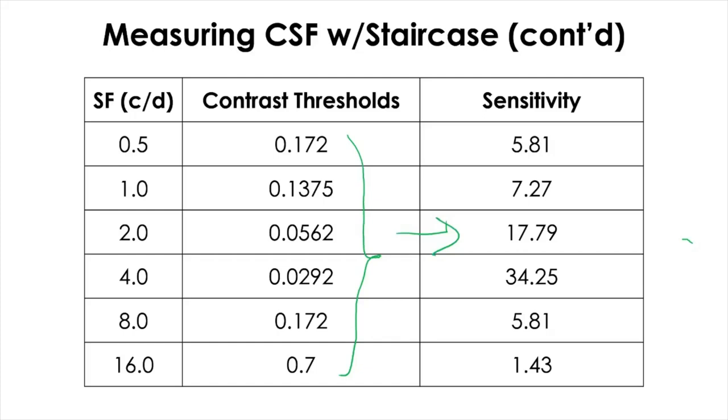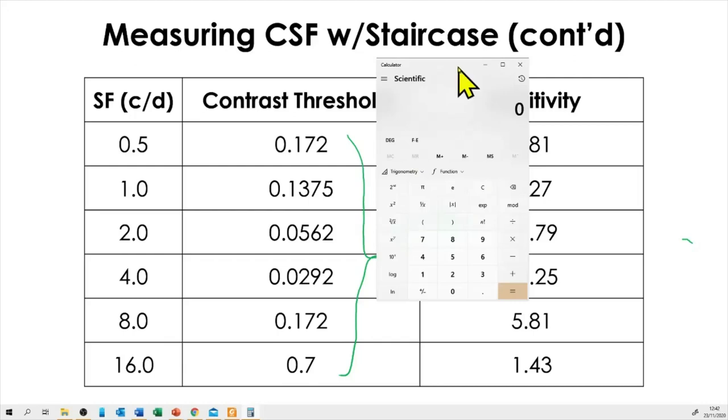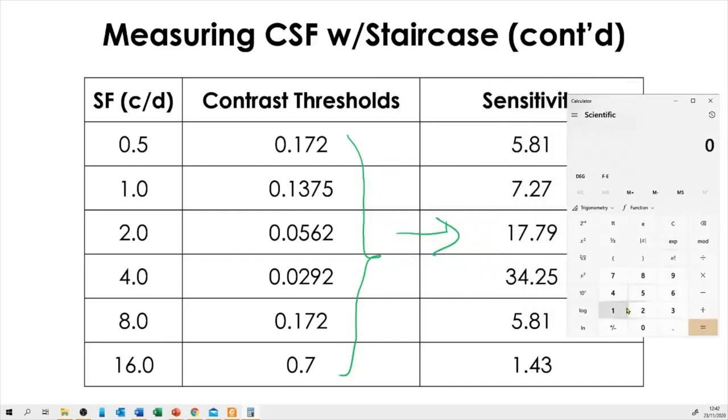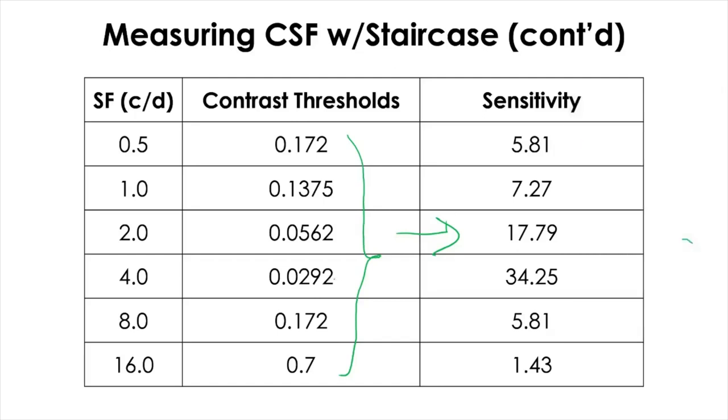So let me see. Okay, so there is a calculator. So if you take 1 over the threshold, that's what you get, right? 5.81. So you just take the reciprocal of each contrast threshold, and then you'll get the sensitivity measure. Now we have spatial frequency here, and then we have the corresponding sensitivity at each spatial frequency. Now we can draw a contrast sensitivity function.